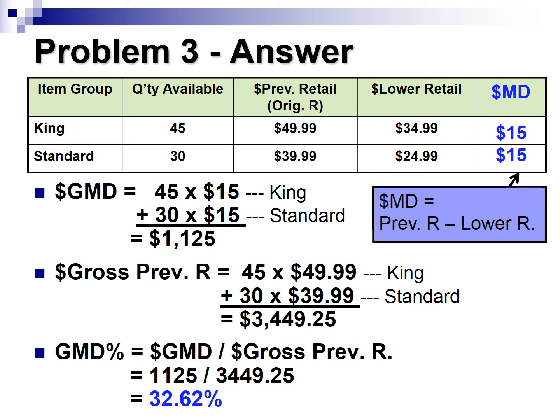So given the gross markdown dollar and gross previous retail dollar we just calculated, we can easily calculate gross markdown percent. Gross markdown percent equals gross markdown dollar divided by gross previous retail dollar. So 1,125 divided by 3,449.25 gives us the gross markdown percent of 32.62%. I hope you got it right.